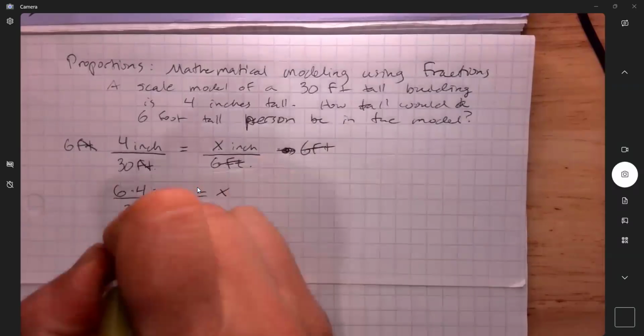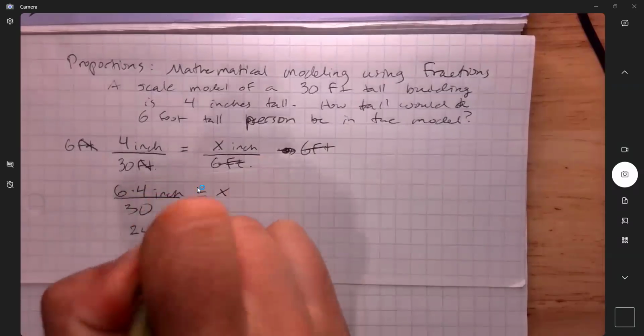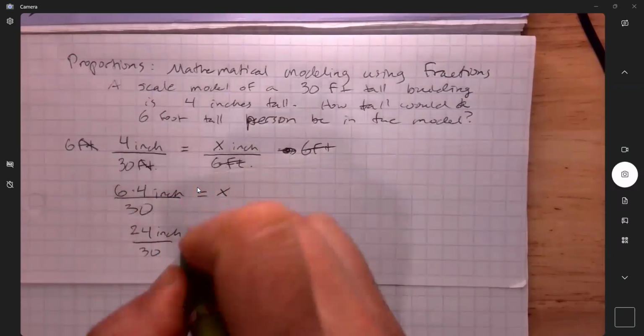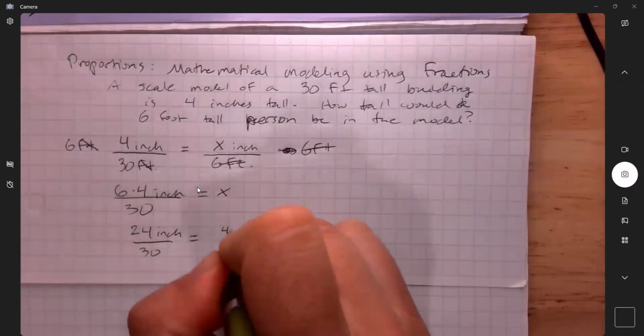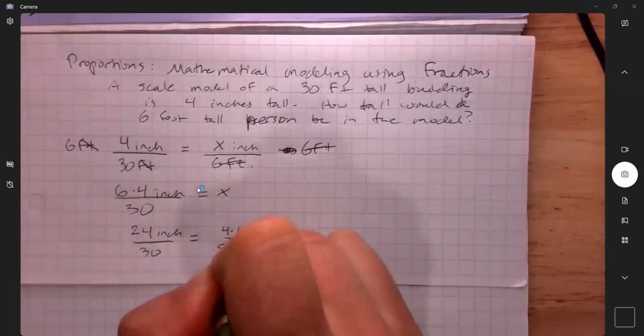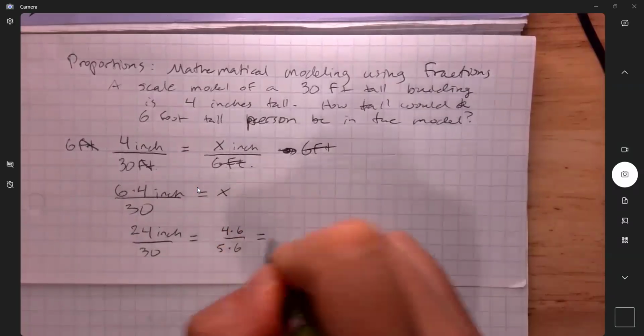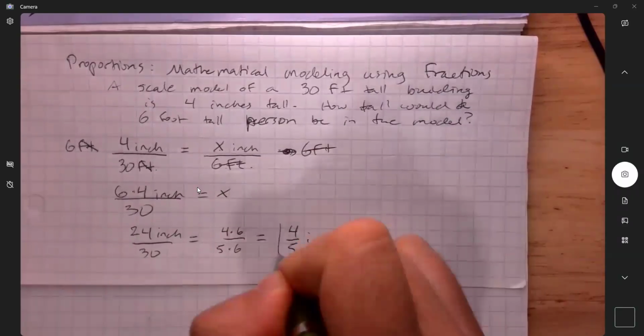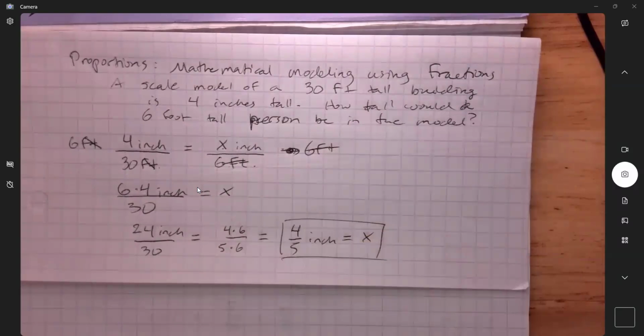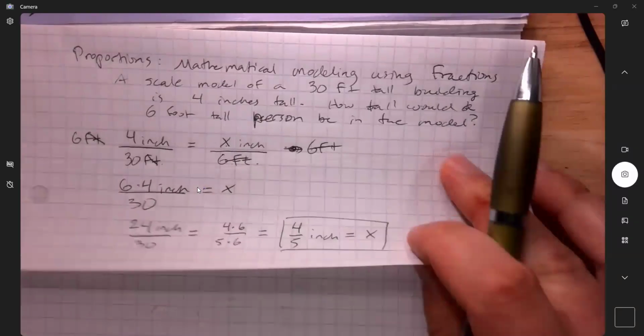And 6 times 4 is 24 inches over 30. And I can reduce this fraction because 24 is 4 times 6, and 30 is 5 times 6. So I get 4/5 of an inch is how tall that person should be. The big challenge in modeling proportions is setting up your relationship correctly. So I'll do one more of those and talk it through.